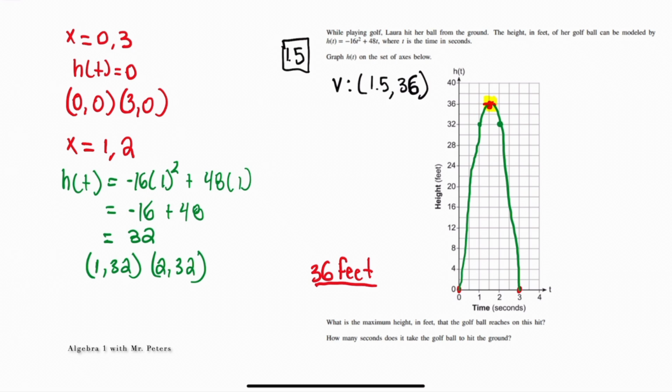Now, the second question says, how many seconds does it take the golf ball to hit the ground? Well, think about these 2 points at the bottom. At 0 seconds, we did not hit the ball. Then once we hit the ball, it went all the way up to reach its highest point, which is the vertex at 1.5 seconds. And then from there, it's on its way back down to the ground and it hits the ground at 3 seconds. So our answer for this second problem, let's switch back to red, is going to be 3 seconds. And yes, always include the units.